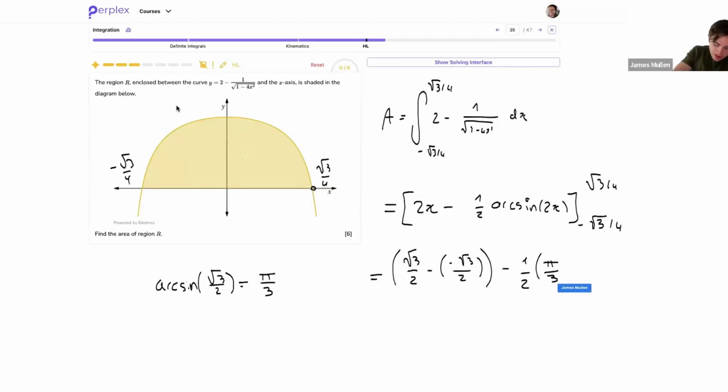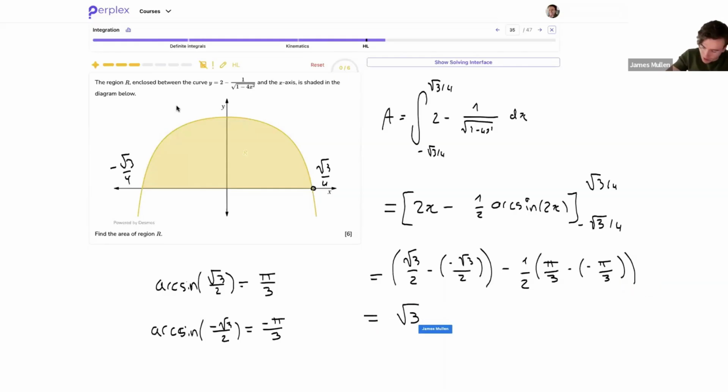And then on the other side, arc sine of negative root 3 over 2 is negative pi over 3. What angle gives me a sine of negative root 3 over 2? It's pi over 3, so minus pi over 3. All right, and so this is going to simplify to root 3 minus, I have a half, but these two are going to add up to 2 pi over 3, so it's just going to cancel with the half. I'm going to have root 3 minus pi over 3. That is my answer. Okay.